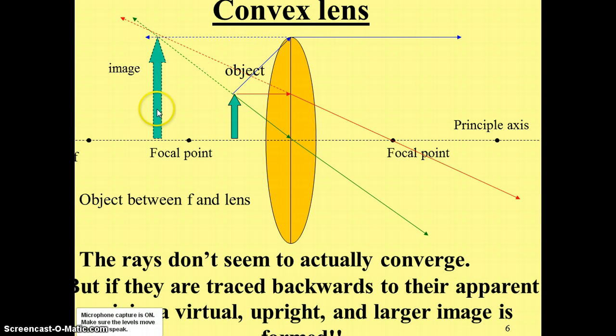Now notice virtual images for a lens will appear on the front side of the lens, all right, because the light doesn't bounce backwards like it does off of a mirror.